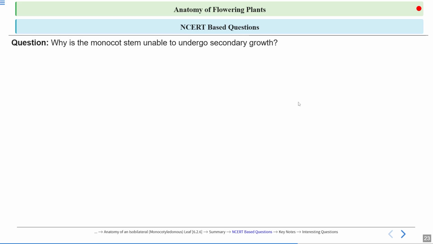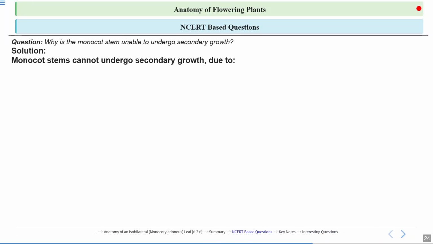Now there will be some NCERT based questions. Why is the monocot stem unable to undergo secondary growth? Let us see the answer. Monocot stem cannot undergo secondary growth due to absence of vascular cambium. They do not have any vascular cambium.